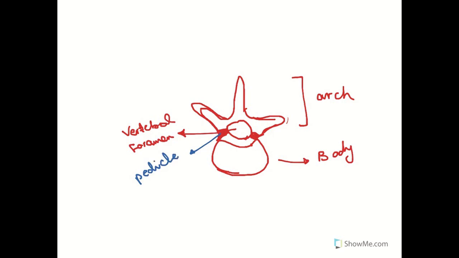What about the vertebral arch itself? The vertebral arch itself is composed of 7 processes. 2 of them are called transverse processes. This is one, and this is the other one. And one is directed posterior here. It's called the spine, and you can easily feel the spine projection at the middle of your back.